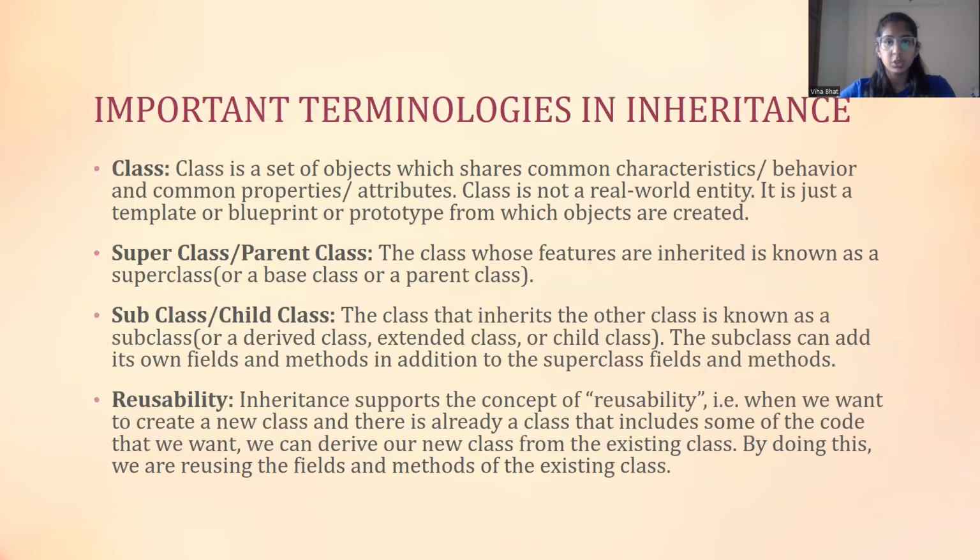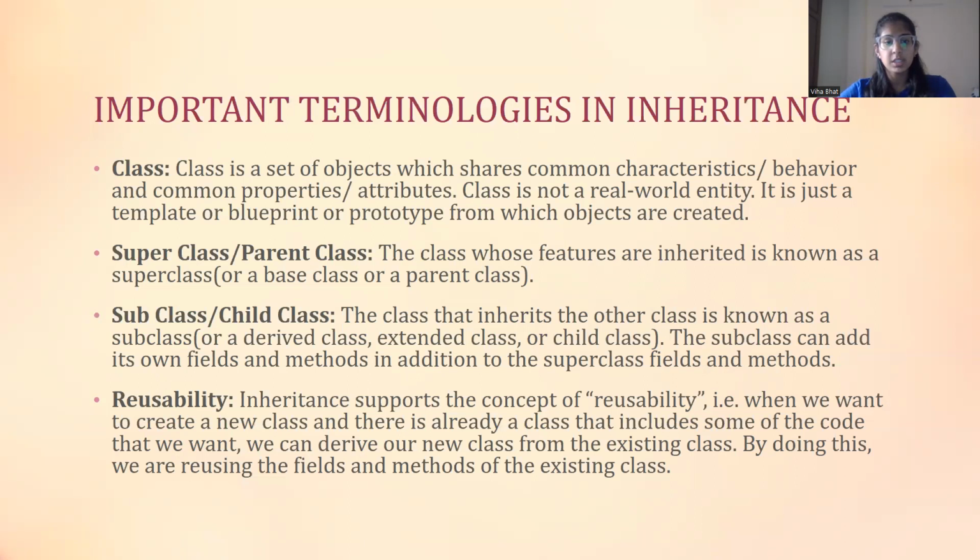Next are a few important terminologies in inheritance. The first one is class. A class is a set of objects which share common characteristics of behavior and common properties or attributes. This is not a real world entity, it's just a template or prototype from which objects are created. Next is superclass or parent class. The class whose features are inherited is known as the superclass. Next is subclass or child class. The class that inherits the other class is known as a subclass. The subclass can add its own fields and methods in addition to the superclass fields and methods.